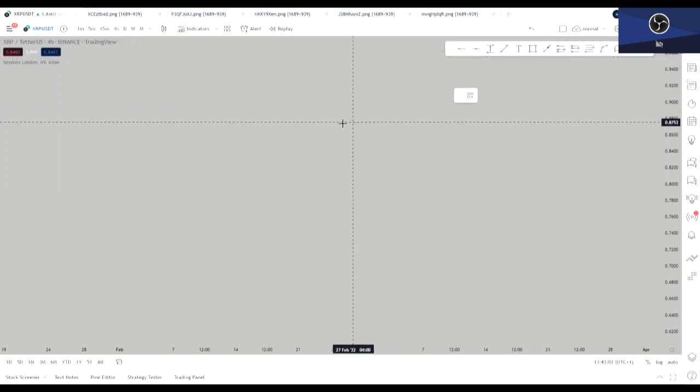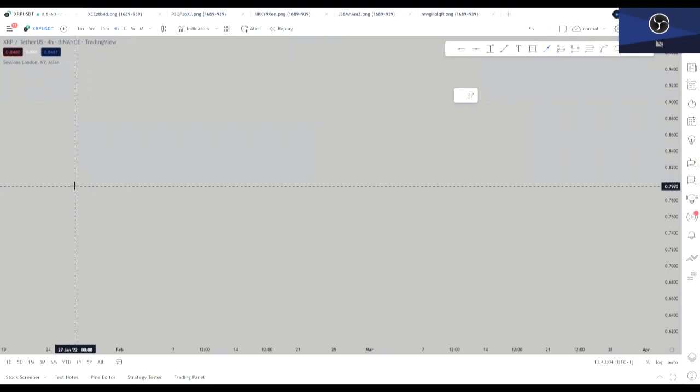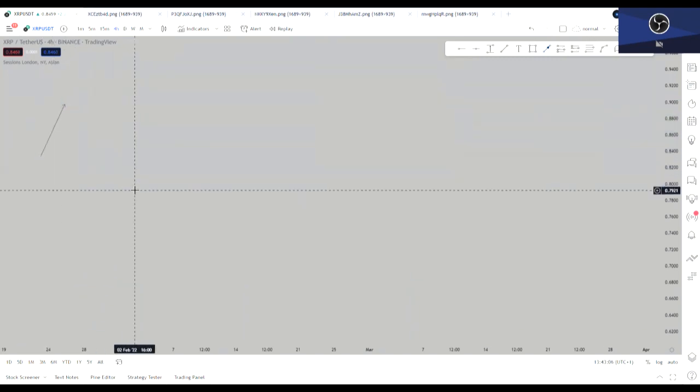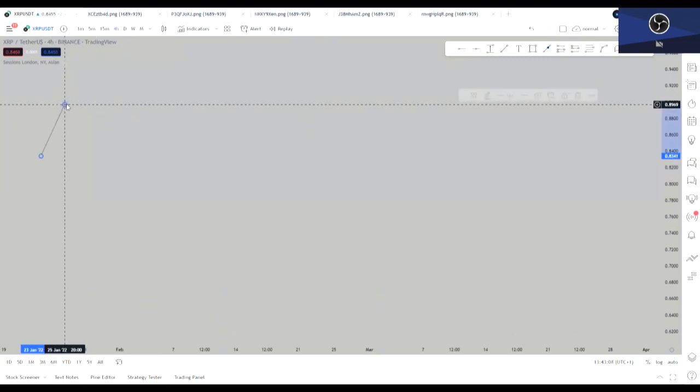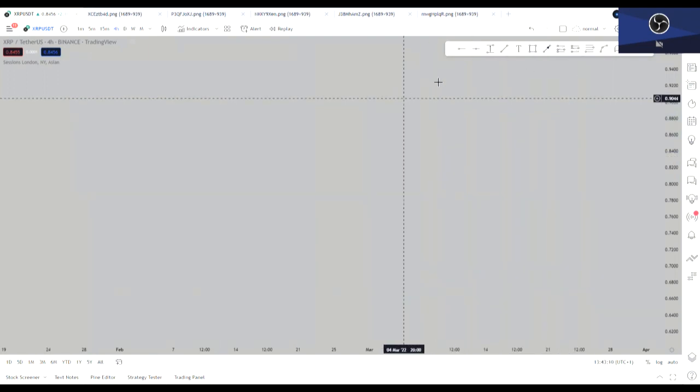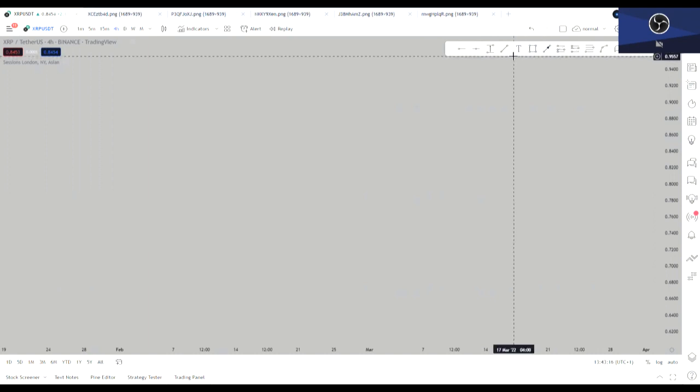What is a supply and demand zone? A supply and demand zone is basically a level where we have seen lots of activity of big market players. So this is what we see at those supply or demand zones.